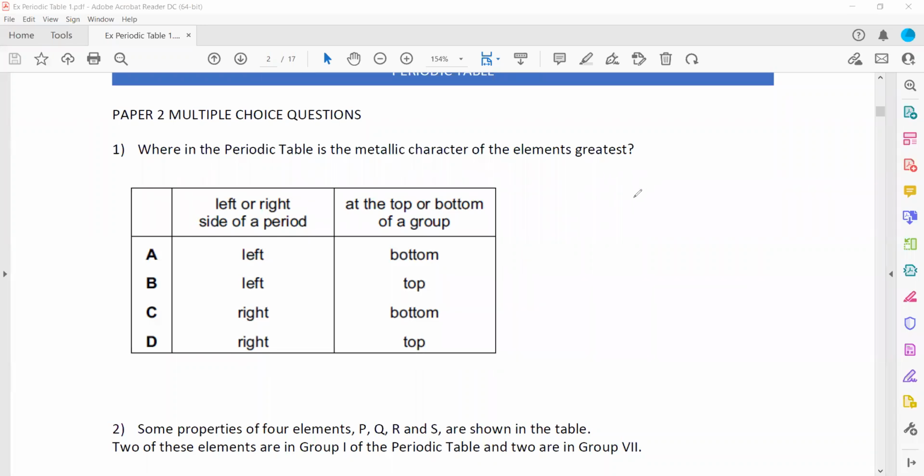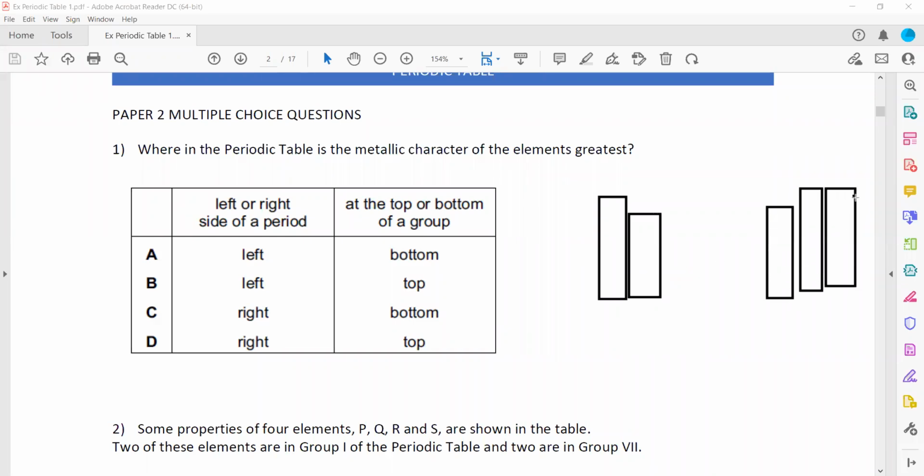So when we check the periodic table, we have group 1, group 2, then the transition elements, then groups 3, 4, 5, 6, 7, and 8. Here we will find mostly metals. On the right hand side, we will find mostly non-metals. So which position will we likely find metals, on the left or on the right? On the left hand side, we'll find mostly metals.